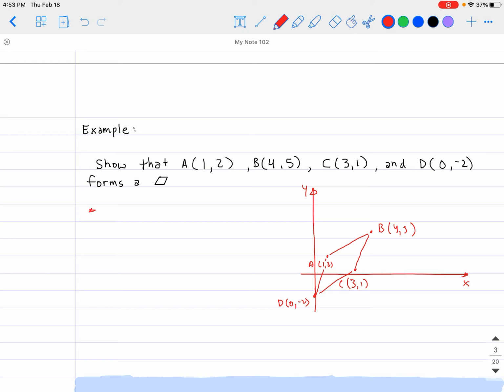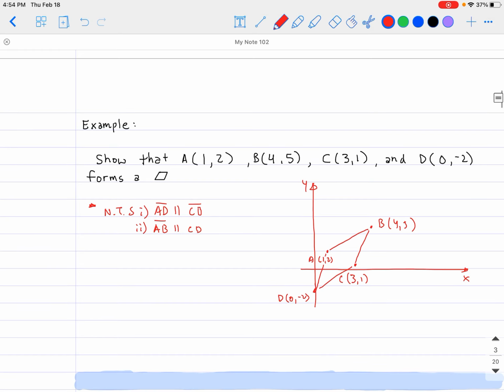So in short, let me put on the side. I need to show, according to this picture, that AD is parallel to CB. And in addition to that, I need to show that AB is parallel to CD. If those two pairs of sides are parallel, then we have a parallelogram by the definition. All right, so let's go ahead and do that.